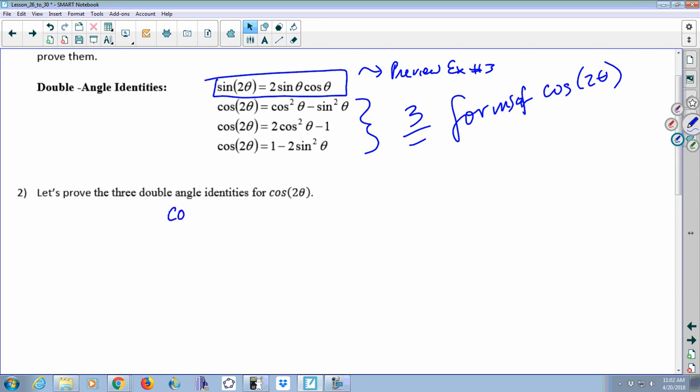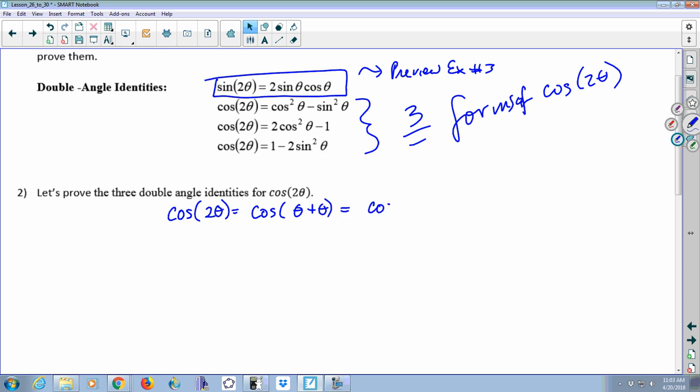So if we want to find the cosine of 2 theta, we say, okay, the only thing I know how to do is take the cosine of the sum of two angles. So let's just call this theta plus theta. That's 2 theta. And let's use that addition identity.